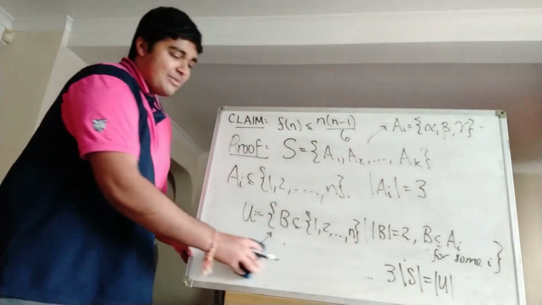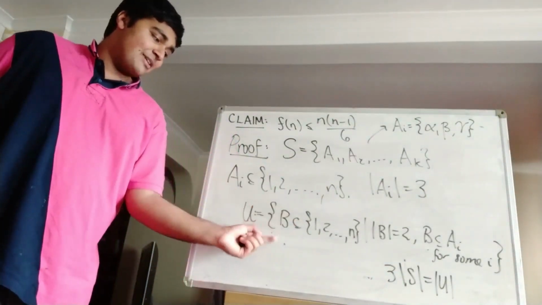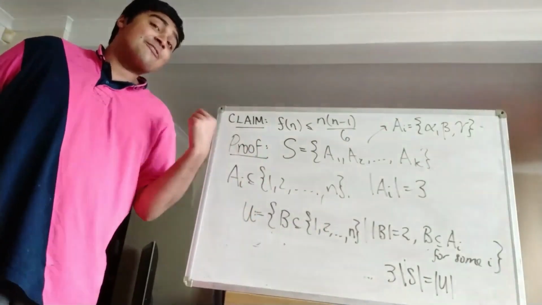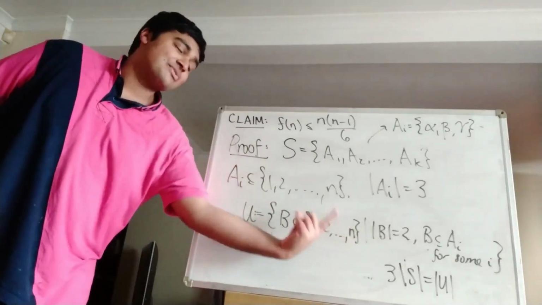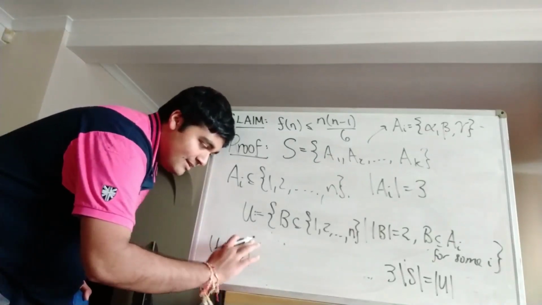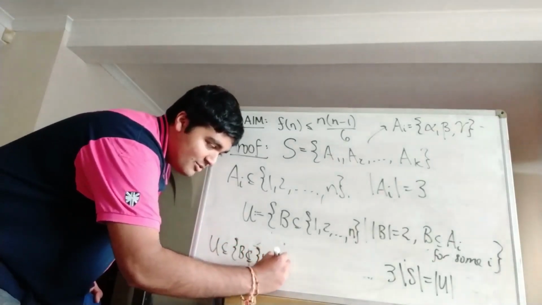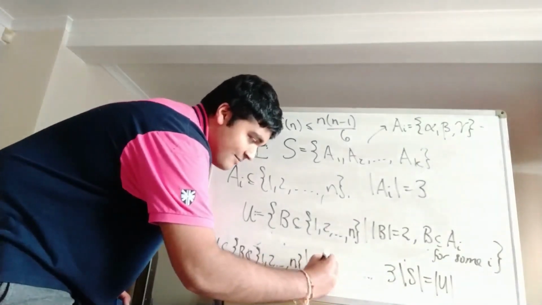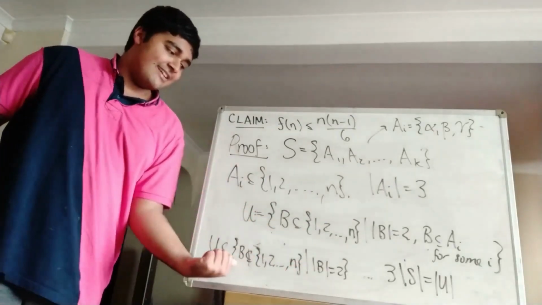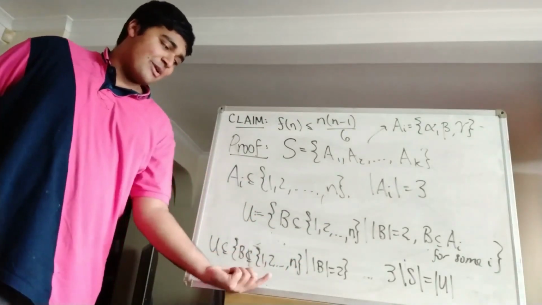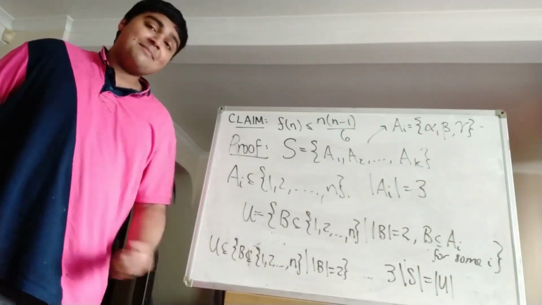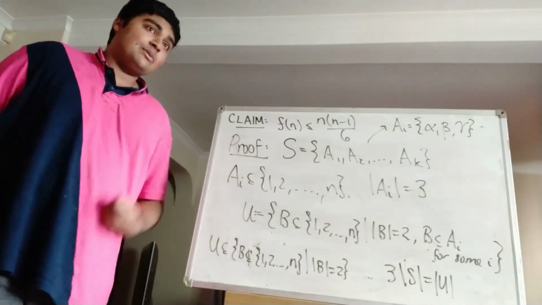So 3 times S is equal to U. But then we can find a bound on U pretty clearly, because U is a subset of the set of subsets of 1, 2, all the way up to n of size 2. So U is a subset of the set of B, which are subsets of 1, 2, all the way up to n, where the cardinality of B is just 2. But this is another way of seeing that the cardinality of this set is simply n choose 2, because it's the number of ways of choosing 2 elements from the set 1 up to n. So because U is a subset of this set, the cardinality of U must be less than or equal to n choose 2.